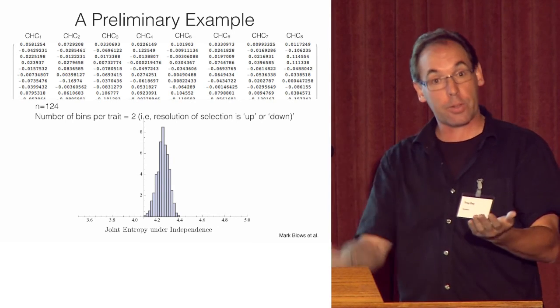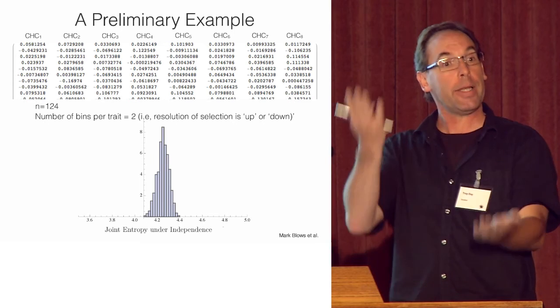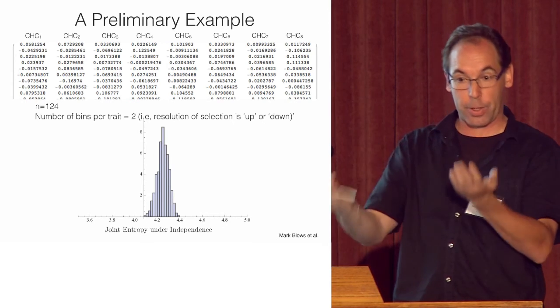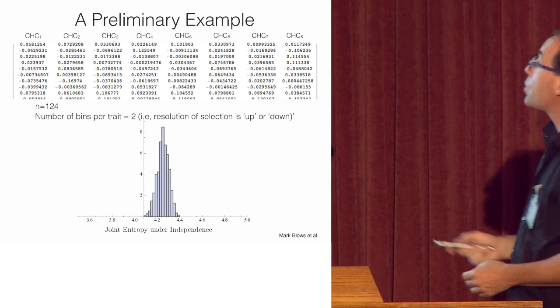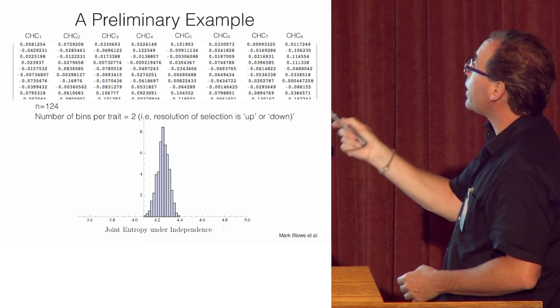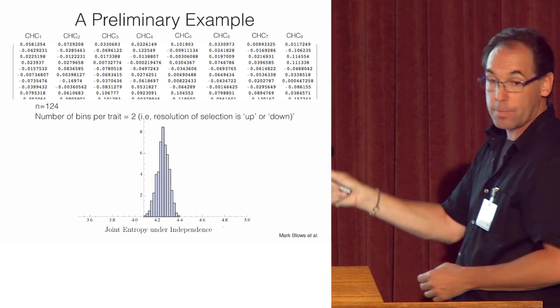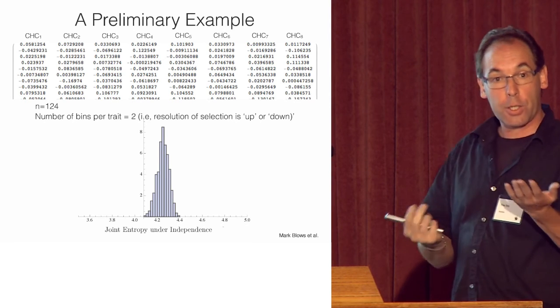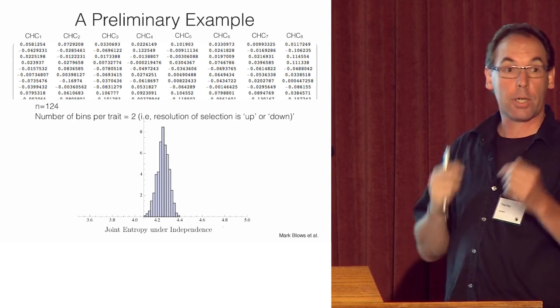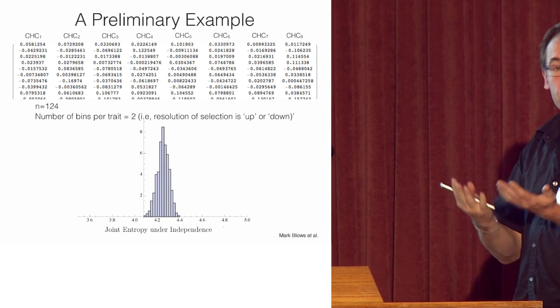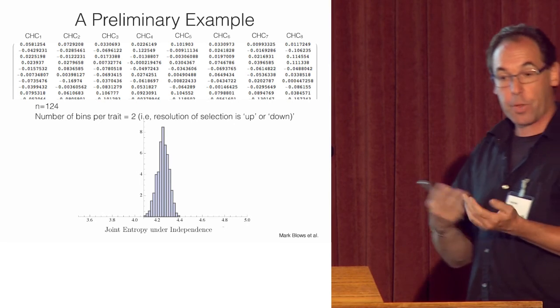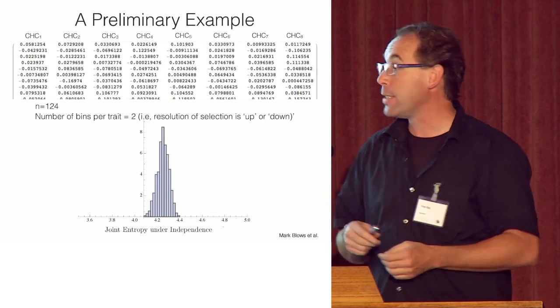Same thing for all the other CHCs. And the question is, how independently can I select upward or downward on these 8 different traits? How many dimensions really are there? So I can calculate the joint entropy of this data set. What I need to know then is a null distribution, like Mark talked about in his examples under multivariate normality.